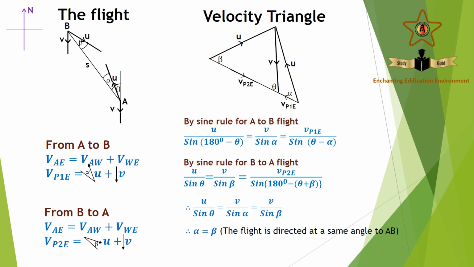Thereby we get alpha is equal to beta. That is, the flight is directed at the same angle to AB when it goes from A to B as well as B to A. So sine alpha is going to be v over u sine theta, that is, alpha is equal to sine inverse of v over u sine theta.